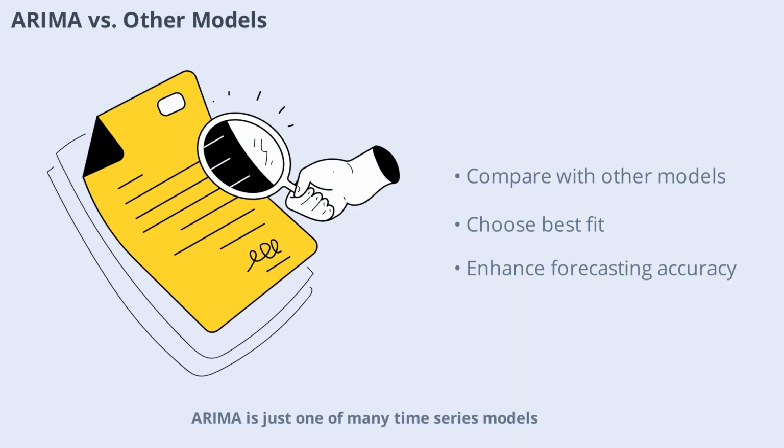ARIMA is just one of many time series models. Others include exponential smoothing, Prophet, and machine learning approaches. Each model has strengths and weaknesses depending on the data and forecasting goals. Comparing ARIMA with alternatives helps you select the best tool for your specific needs, ensuring accurate and actionable forecasts.